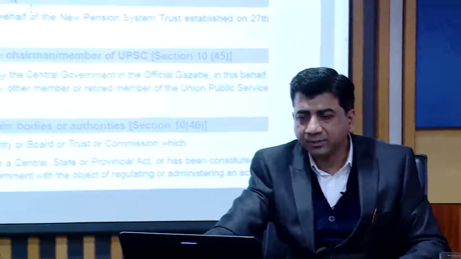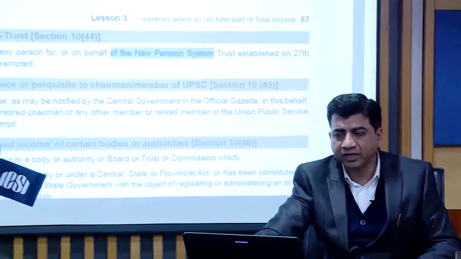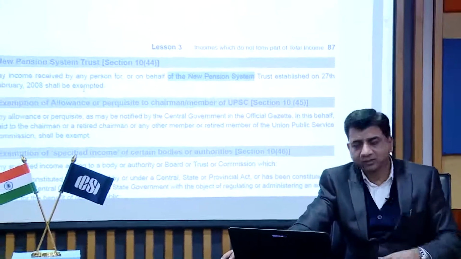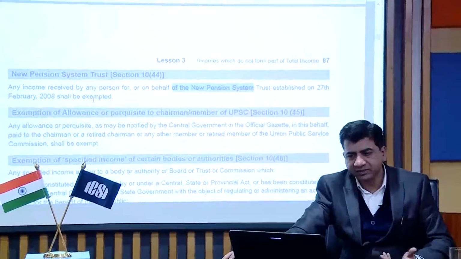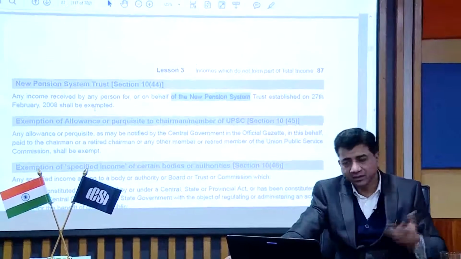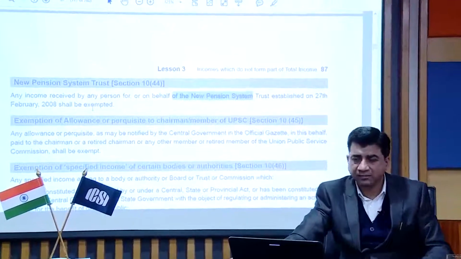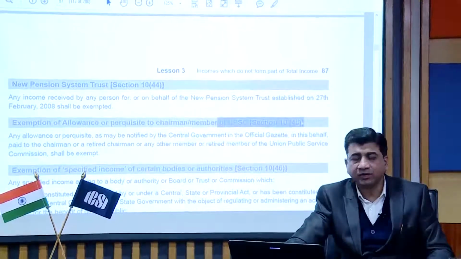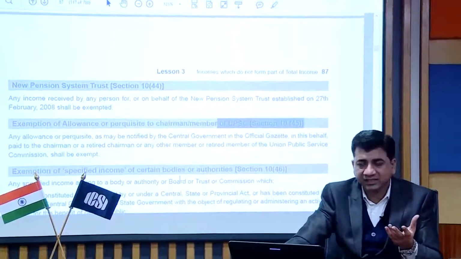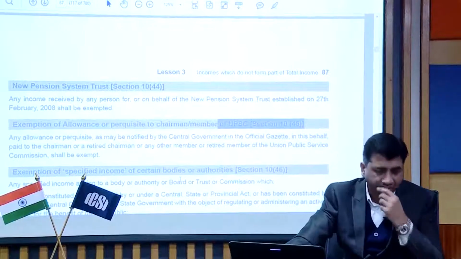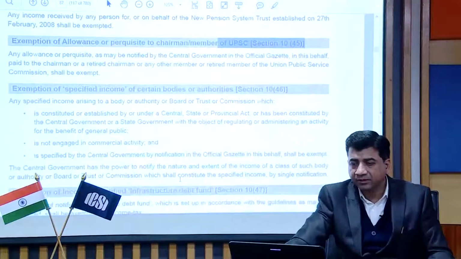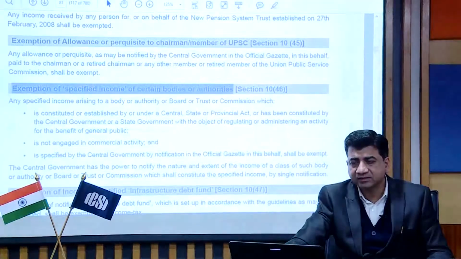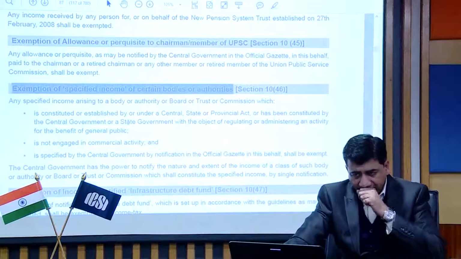This is pension trust. I am talking about NPS. So these trust people, the NPS will also be investing its money. They receive any amount as income exempt. This is Union Public Service Commission, 10(45). These conduct the civil service examination in the country. The income will be exempt. And these are 10(46) bodies, authorities constituted in India.